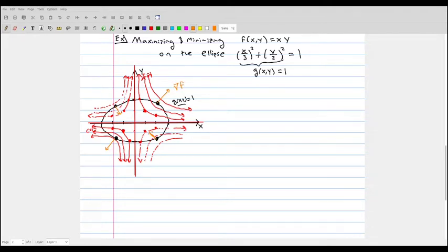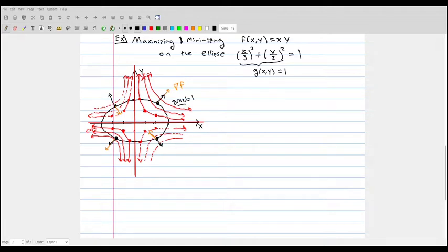So in orange here I've drawn out what the gradient of f looks like, and then the gradient of g will always be pointing out. And it's at those 4 points where the gradient vectors of each of these two curves point in the same direction.